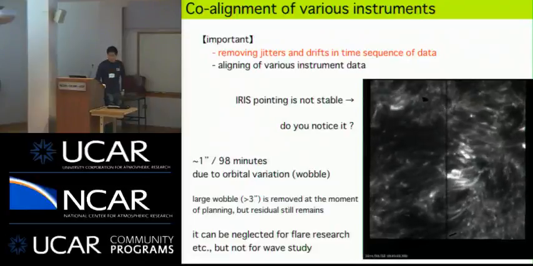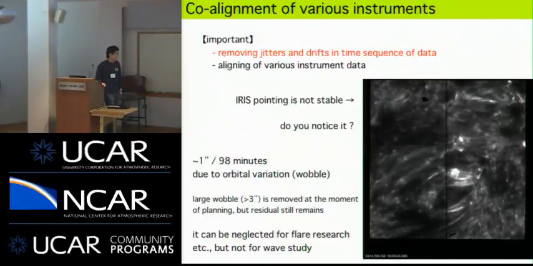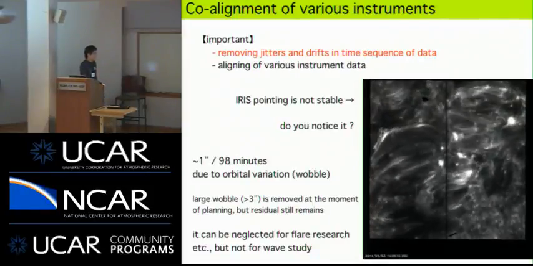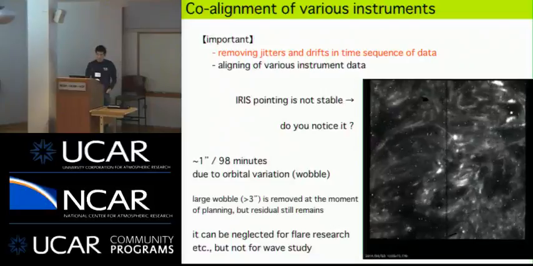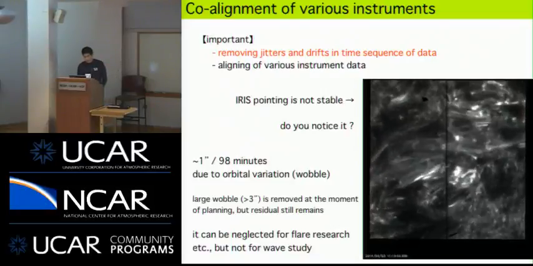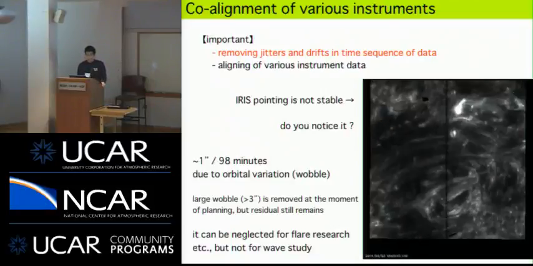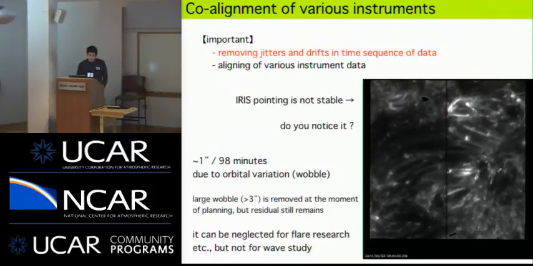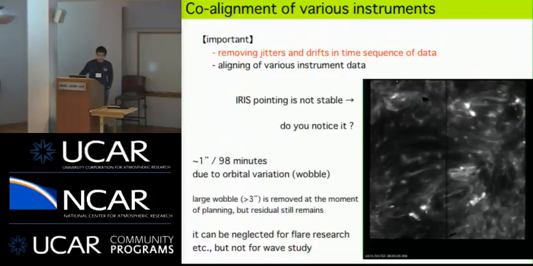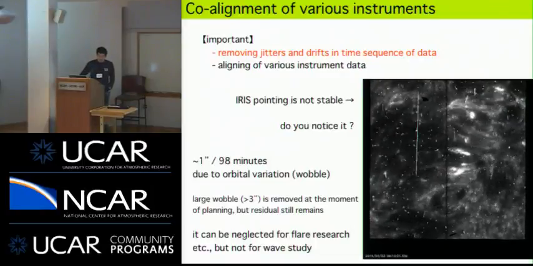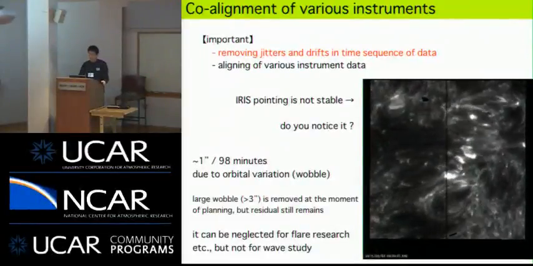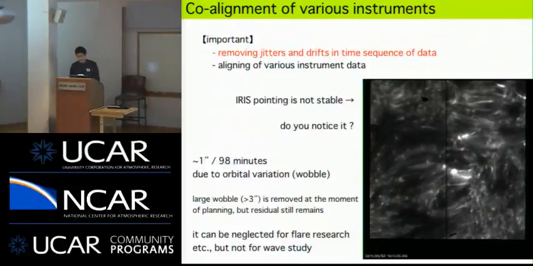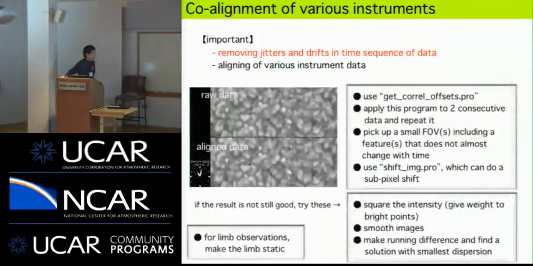This is caused by orbital variation that is called wobble. But a large wobble, more than 3 arcseconds, is removed. But residual still remains like this. And I think it is not important for such kind of flare studies, but maybe it's important for wave study because we detect sub-arcsecond oscillations. So we should remove such kind of drift before analysis.